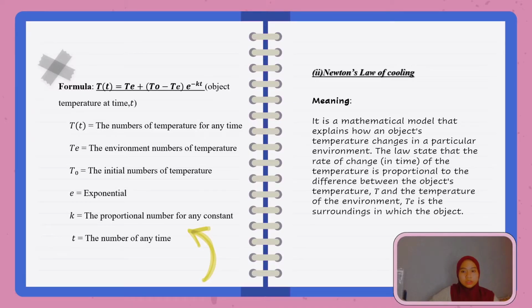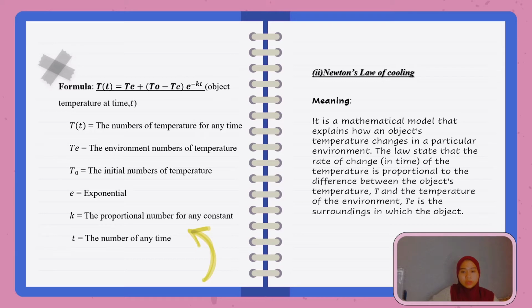Next is Newton's law of cooling. It is a mathematical model that explains how an object's temperature changes in a particular environment. The law states that the rate of change in time of the temperature is proportional to the difference between the object's temperature and the temperature of the environment.